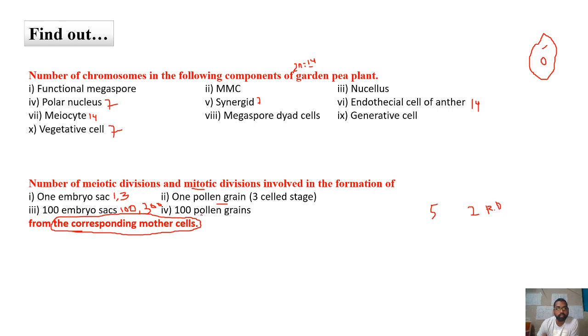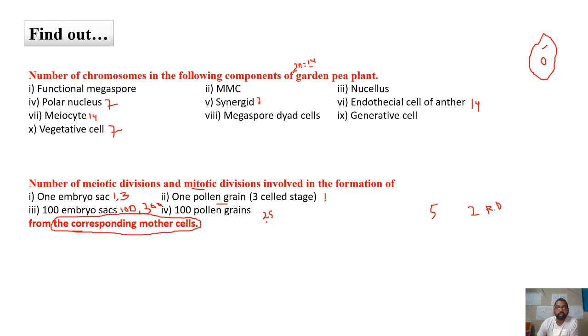So like this, when you calculate for 100 pollen grains, each meiotic division will produce 4 pollen grains. Therefore, a minimum of 25 meiotic divisions are required.